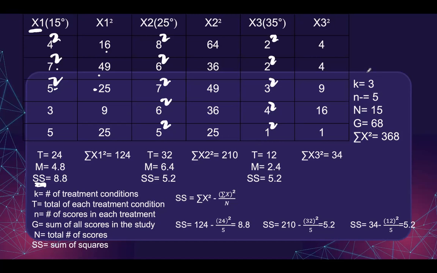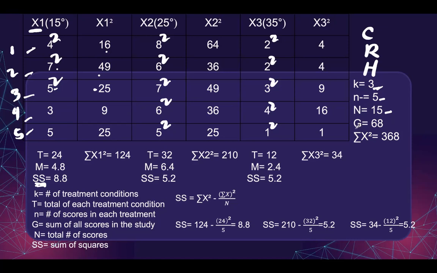So, the K in here is the number of treatment conditions. So, tatlo: the cold, the room temperature, and the hot temperature. Kaya tatlo. The N is the number of scores in each treatment. So, meron tayong 5. And the total number of scores across the treatment conditions is 15, kasi 5 dito, 5 dito, 5 dito, so 5 plus 5 plus 5, 15.